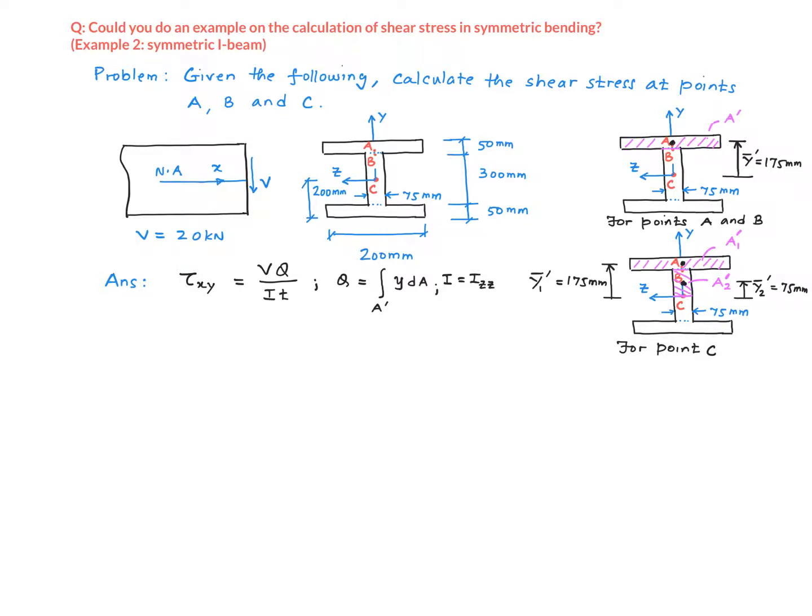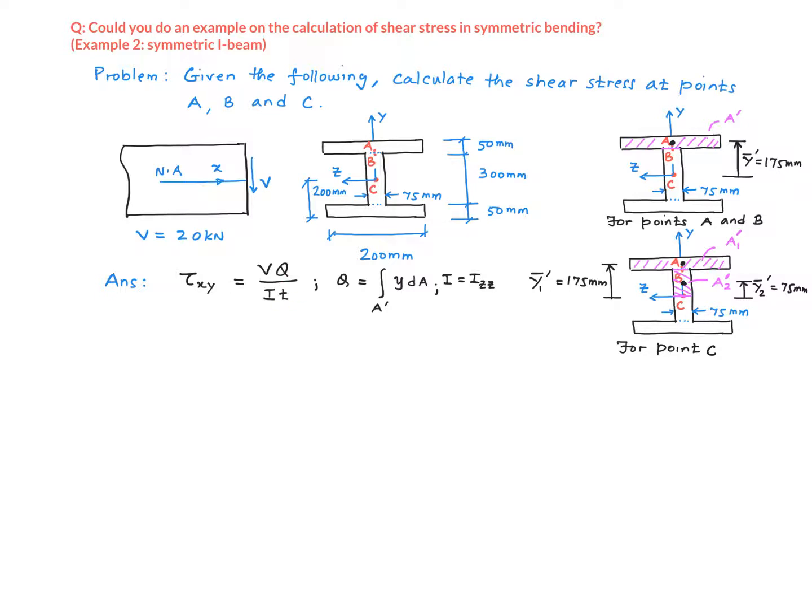You can use either one of these parts in your calculations, but here, conveniently, we will use this part right there. Q appearing in this equation is the integral of y times dA over this shaded part. Let's say the cross-sectional area is A prime. So Q is obtained by integrating this quantity over A prime. I appearing in this equation is the second moment of inertia of the entire cross-section about the z-axis. So this is independent of the point that you are considering. This is the sectional property.